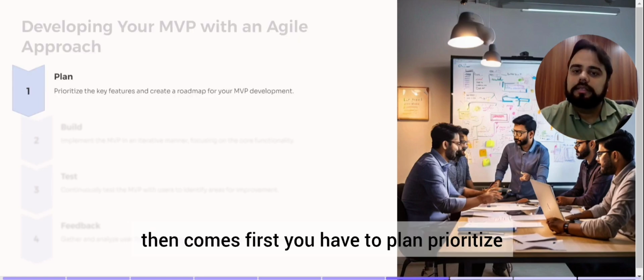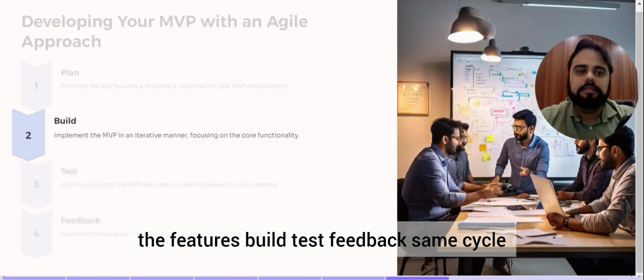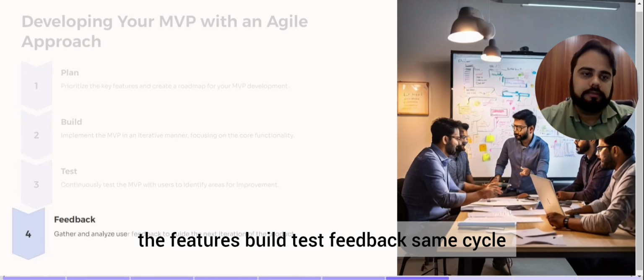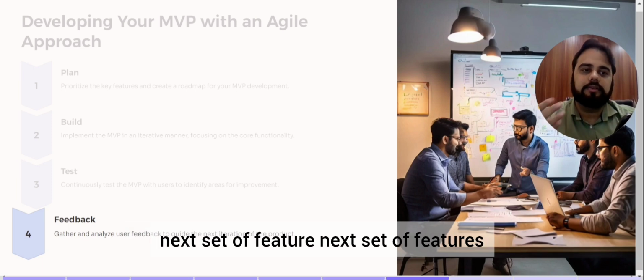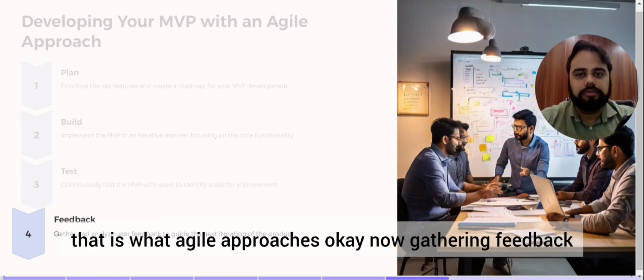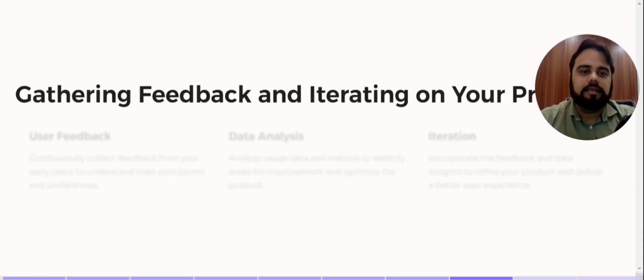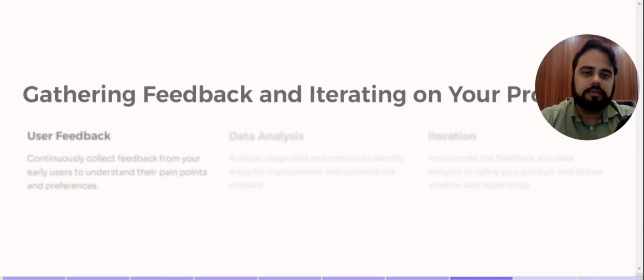Okay, then comes first you have to plan, prioritize the features, build, test, feedback. Same cycle, repetition you have to do on the next feature, next set of features. That is what agile approach is. Okay, now gathering feedback and iterating. Again same thing that I have just told you.